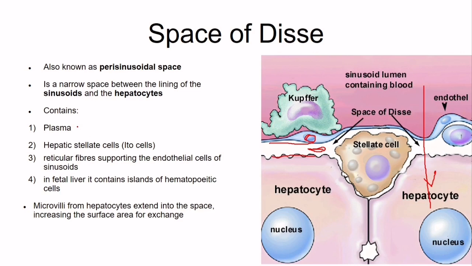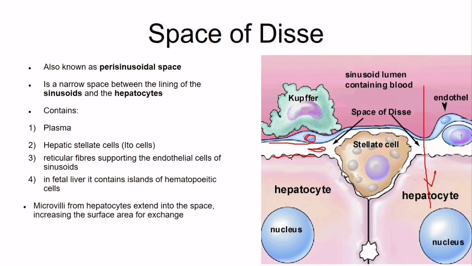Within this space we mainly find plasma. We also find hepatic stellate cells. This one is the hepatic stellate cell, and you can see that it is almost the shape of a star. Stellate means it is almost a shape of a star. They can also be called Ito cells, or adipose cells, because they have fat within them. They also have a function of storing vitamin A.